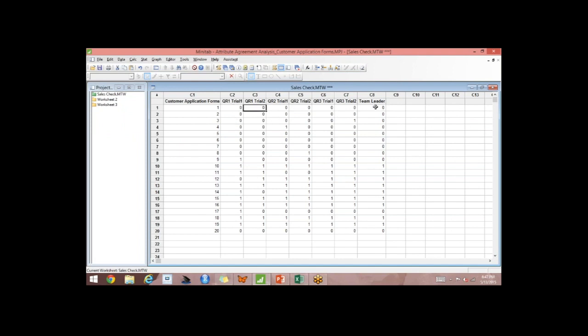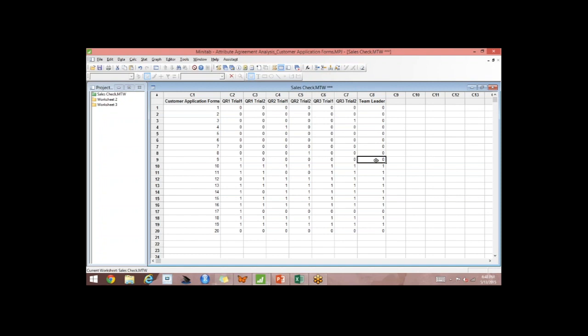0, 0 and 0 for the first customer application form. That means customer application form 1 is incomplete. 2 is also, there is a match, 0, 0, and here we have 0 for the standard as well. 3 also we have 0, 0, and then we have 0 for the standard. 0 means customer application form is incomplete. Here also it's matching. But when you go to this customer application form 9, quality representative 1 says customer application form is complete in trial 1. He says it is incomplete in trial 2. Also, the standard says it is incomplete.